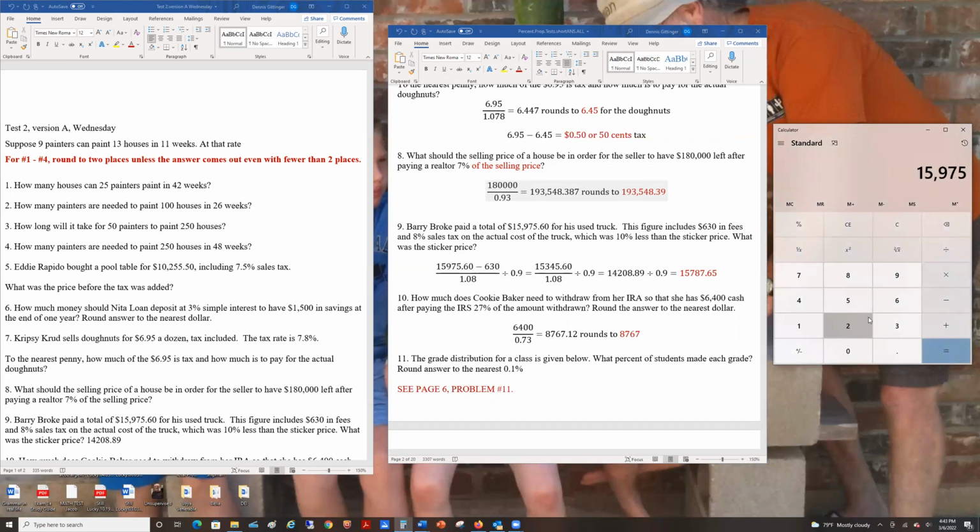$15,975 and 60 cents. Subtract $630. Look at it. Whoops. My bad. Clear everything here. 15,975 and 60 cents minus 630 equals that. Got to hit equals, because otherwise, if it does order of operations, it might do 630 divided by something. So we got to divide that by 1.08.